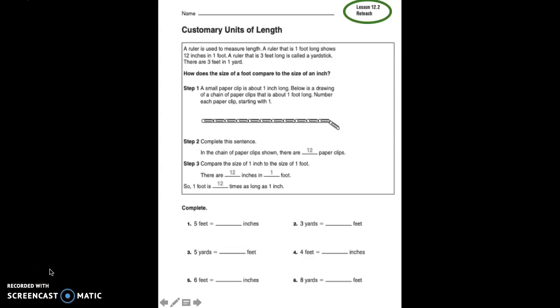Hi everyone, today we're going to be working on lesson 12.2, Customary Units of Length.